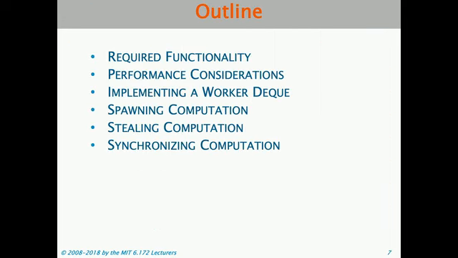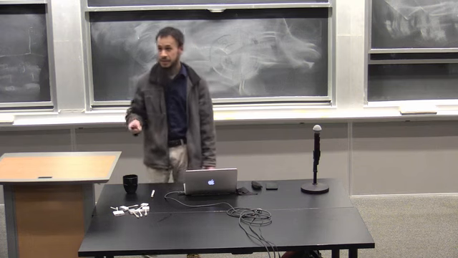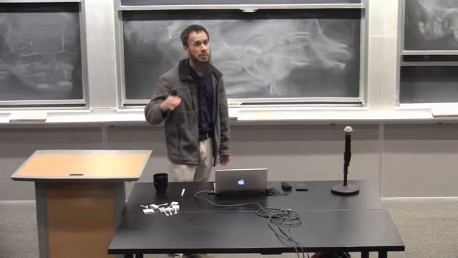So we're going to start by talking about some of the required functionality that we need out of the Cilk runtime system, as well as some performance considerations for how the runtime system should work. And then we'll take a look at how the worker deques in Cilk get implemented, how spawning actually works, how stealing a computation works, and how synchronization works within Cilk. That all sound good? Any questions so far? This should all be review, more or less.